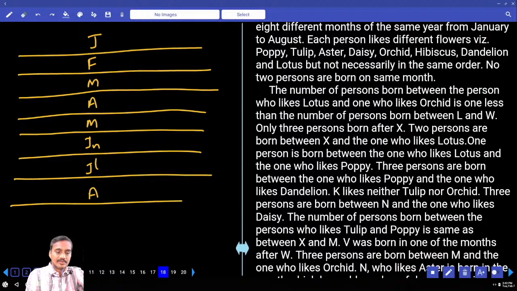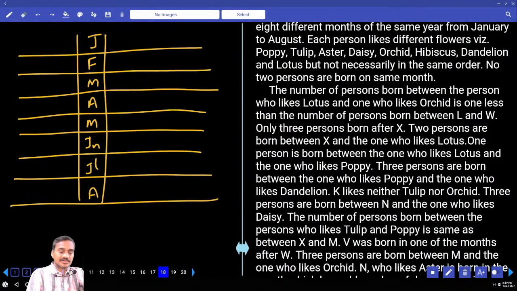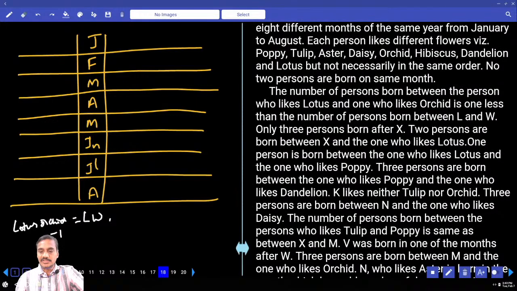Okay. Now first information. How to represent this information here? Number of persons born between lotus and orchid is 1 lesser than the number of persons in between L and W. And only 3 persons were born after X, so X must be here.